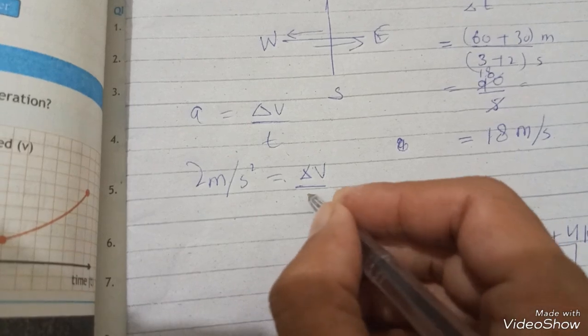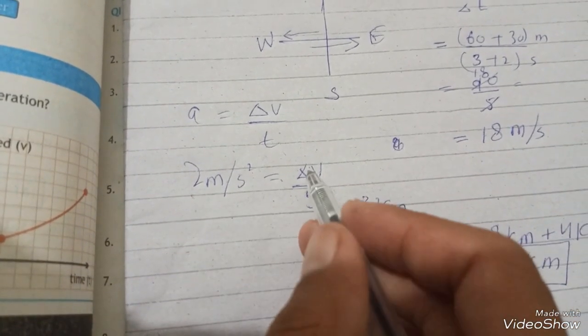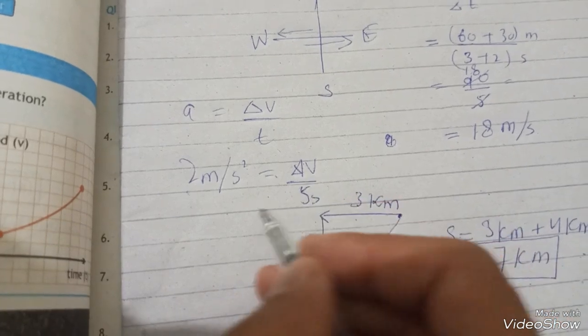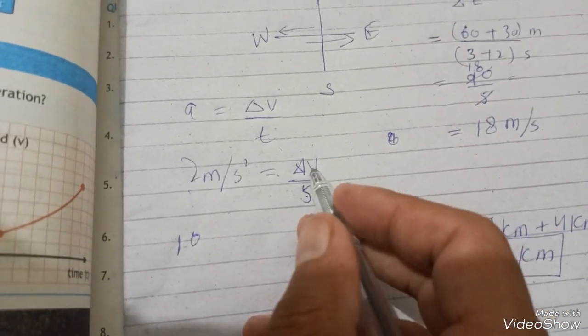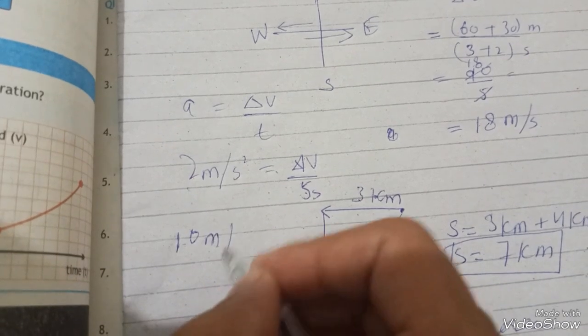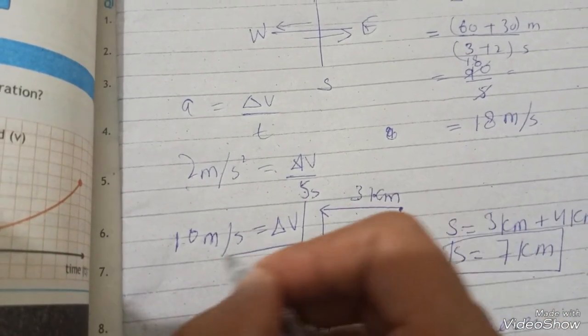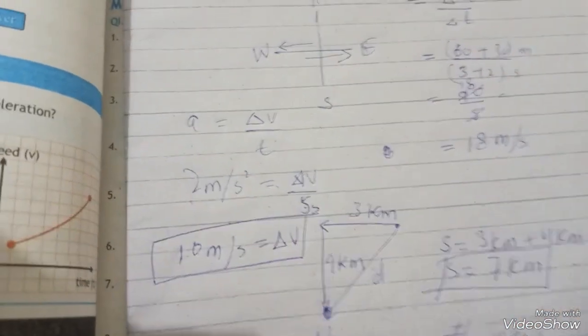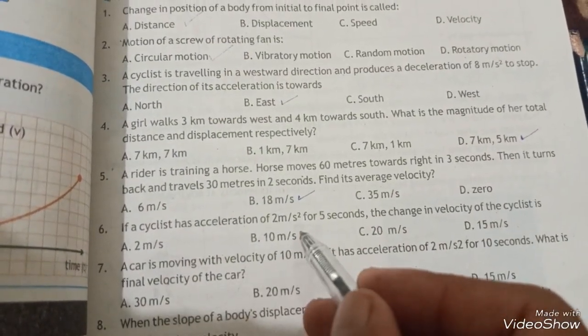So you multiply 5 by 2 to find delta v. 5 multiplied by 2 is 10. The unit is meters per second, and that is the change in velocity. So 10 is the correct answer.